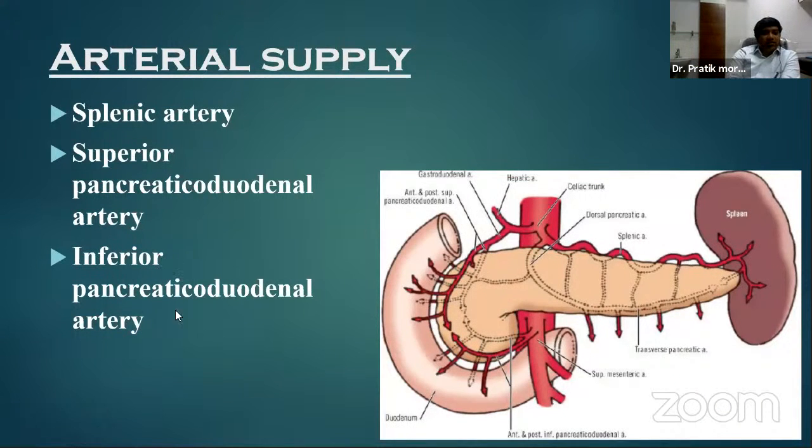And inferior pancreaticoduodenal artery is a branch of superior mesenteric artery, which is a direct branch of abdominal aorta. Simple. So splenic artery also supplies the major part. It has two major arteries. One supplies the body, that is arteria pancreatica magna, as in huge artery, the biggest pancreatic artery, and the other is the caudal pancreatic artery, which supplies the tail.